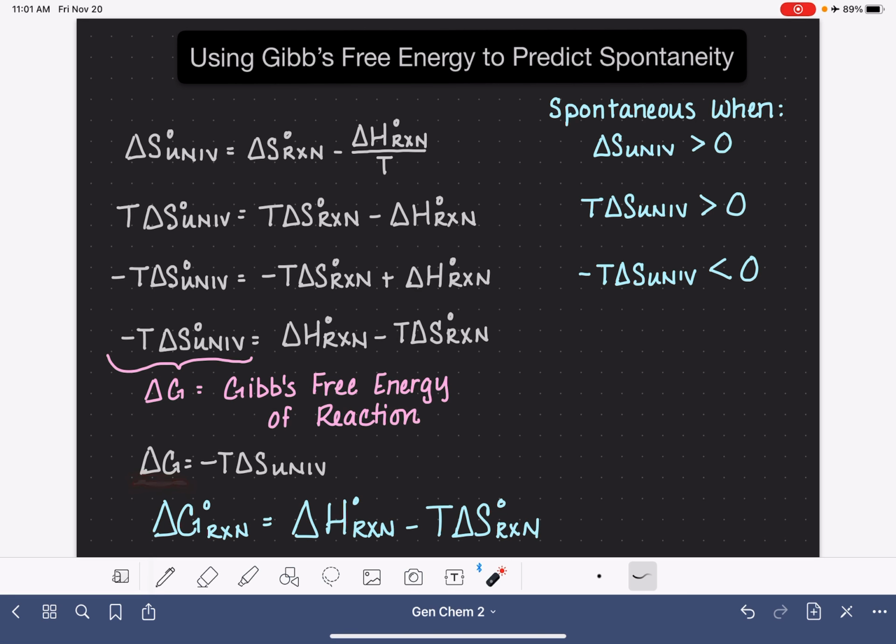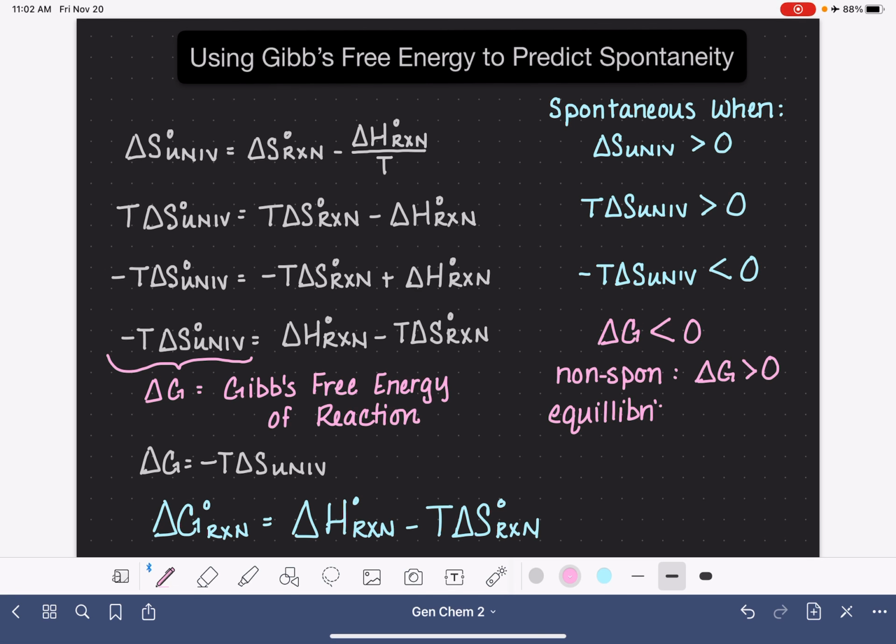Because delta G is defined as negative T delta S, then, most importantly, as we get down here, for a reaction to be spontaneous, delta G needs to be a negative number or less than 0. It is non-spontaneous when delta G is a positive number or greater than 0. And a new term, a process is in what we say equilibrium when delta G is equal to 0.